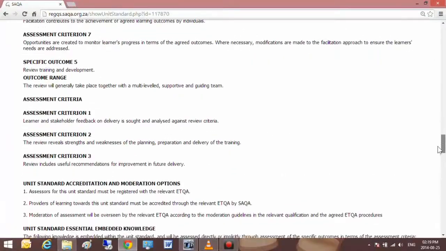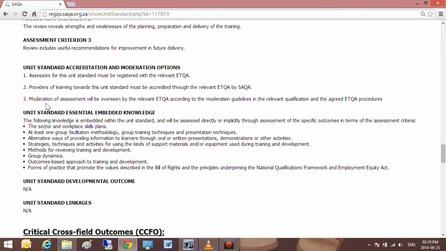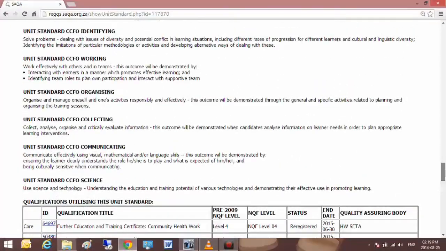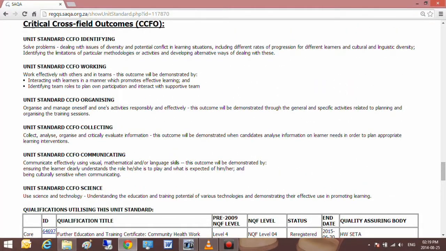Point 11. Embedded knowledge. The embedded knowledge includes demonstrations of knowledge of the unit standard. For example, learners will be able to understand and explain something, or learners will be able to apply knowledge to do something. Point 12. Critical cross-field outcomes. Critical cross-field outcomes are in a matrix format that indicates how each outcome is addressed in the unit standard. The matrix captures the relationship of the purpose, specific outcomes, and embedded knowledge to the critical cross-field outcomes.